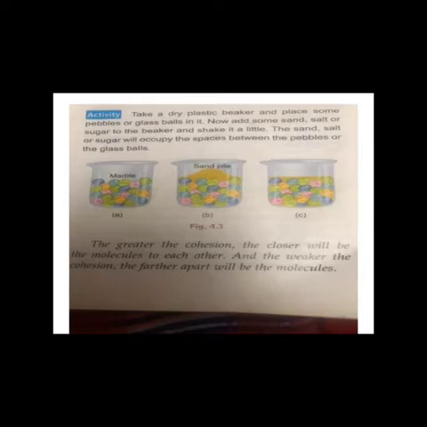So my dear students, the cohesion is the strongest in solids, weaker in liquids, and weakest in gas. That is, the force is strongest in solids, weaker in liquids, and weakest in gas. Therefore, the intermolecular space is minimum in solids, larger in liquids, and largest in gases. These facts help us to explain the properties of solids, liquids, and gases.